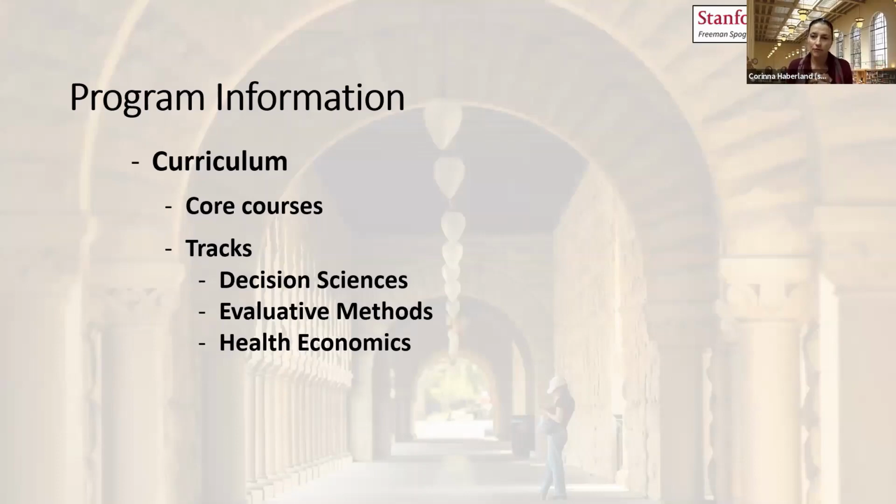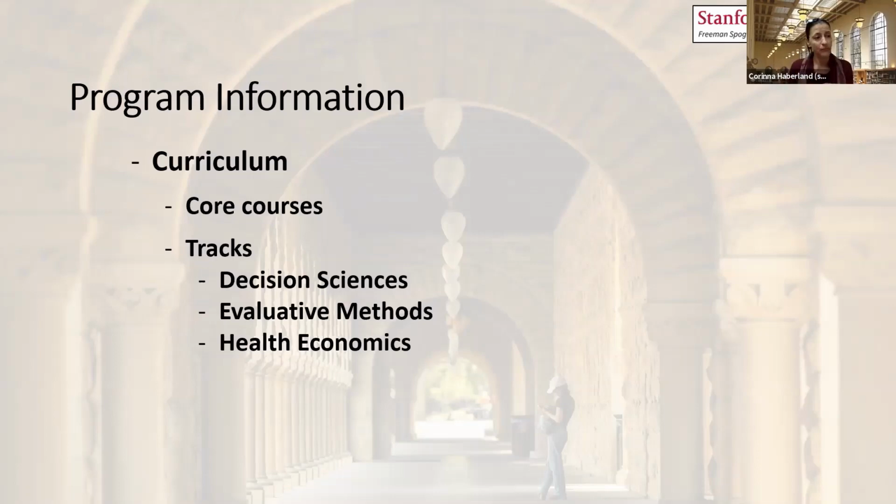The biggest difference with the Evaluative Methods track, though, is that whereas the Decision Sciences and health economics tracks have four field or more advanced methods courses, the Evaluative Methods track at this point has 4 content and 4 methods courses that will be decided upon between the student, the advisor, and the director of graduate studies, as will be seen as most appropriate to the student's interests and research plans.